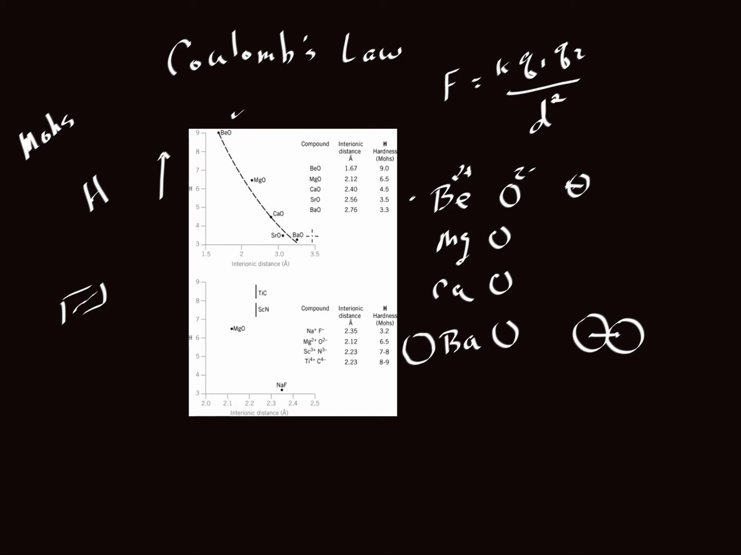So there's a huge difference in the hardness values. Beryllium oxide would be very, very difficult to scratch. In fact, it would only be easily scratched by diamond, whereas barium oxide could be scratched by all sorts of materials, like quartz or plagioclase feldspar or apatite.